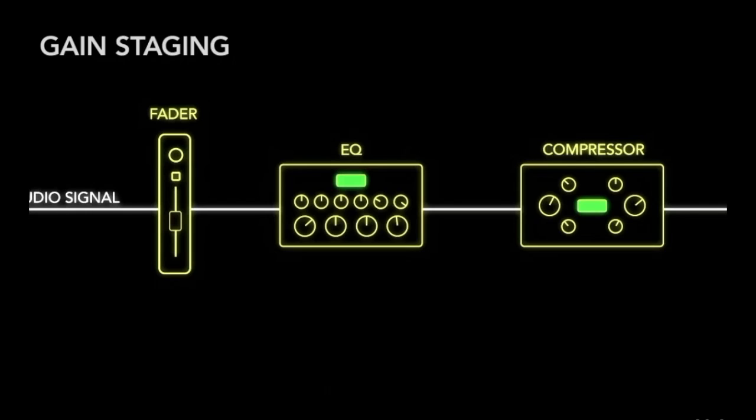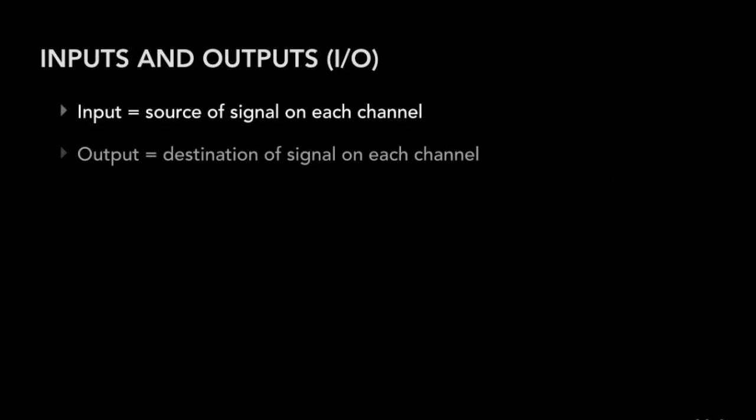Changing the inputs and outputs of a channel will obviously affect the signal flow as well. You can use inputs and outputs for various purposes like setting up an effects return or sending multiple channels into a submix.